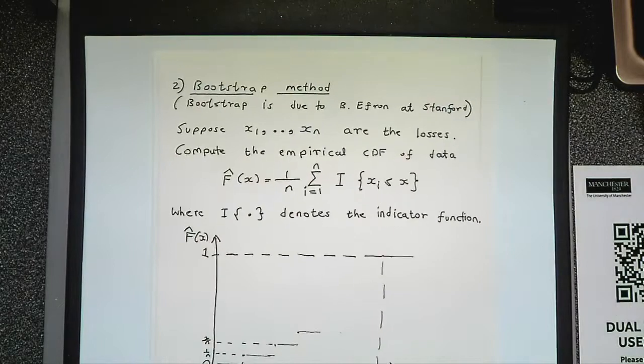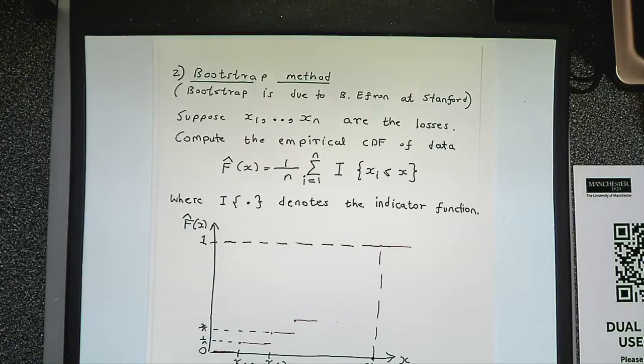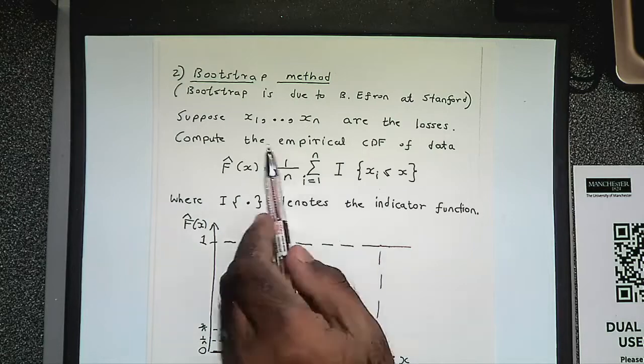All right. The next non-parametric estimation method is bootstrap. Bootstrap is due to Brad Efron, who is a professor at Stanford. So the idea is not complicated. What you do is, suppose you have the losses x1 to xn.